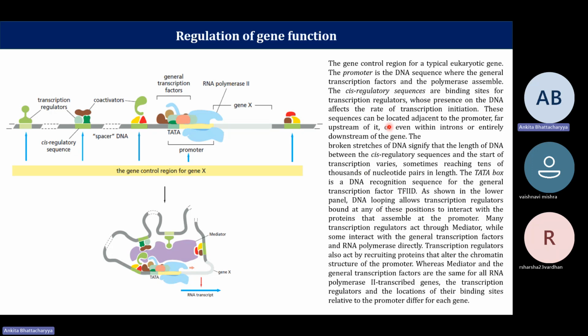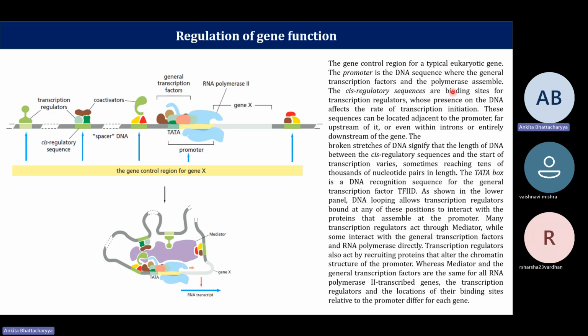First of all, for any gene, there is a promoter sequence. What you see here in light gray is gene X, which is what we are studying, and right upstream of it is the promoter region. So the promoter is actually the DNA sequence where GTFs, or general transcription factors, and the enzyme which will catalyze this process, that is the polymerase, in this case RNA polymerase 2, because it carries out mRNA transcription within eukaryotic cells, assemble. So general transcription factors and RNA pol 2 assemble at the promoter site.